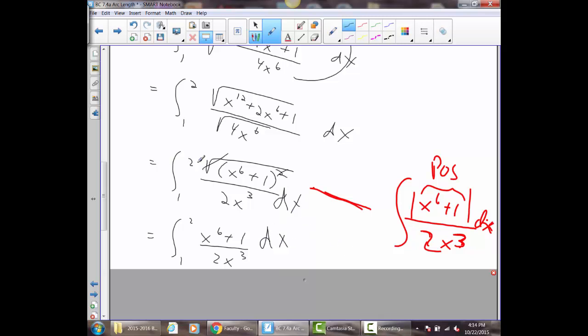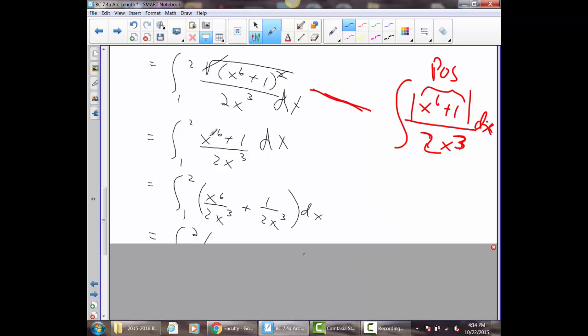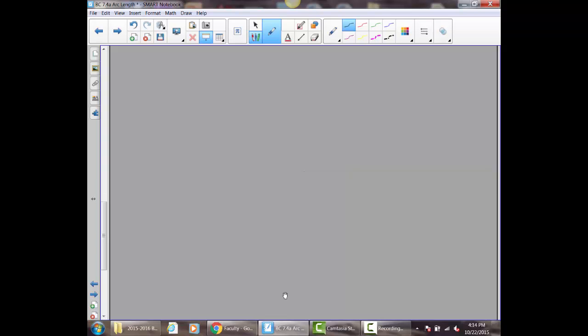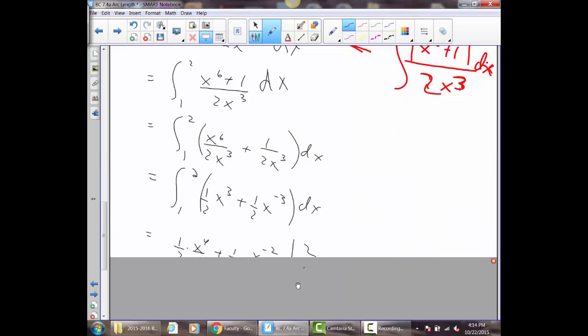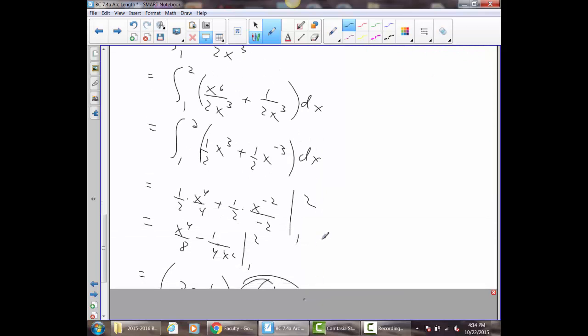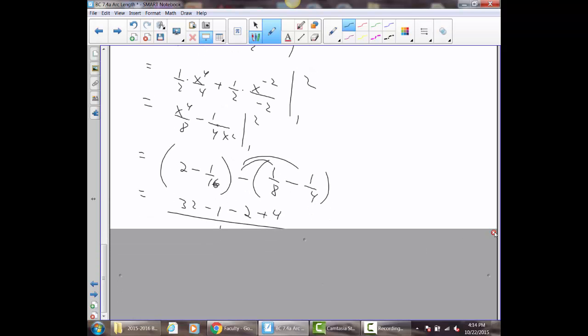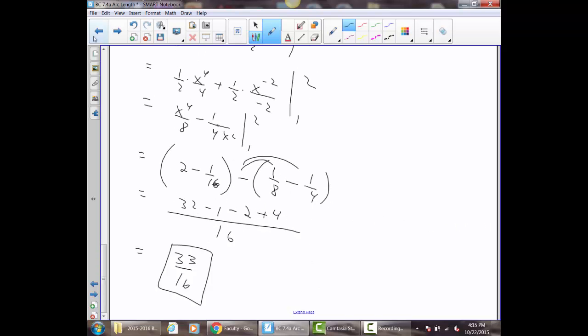Okay, so now I can get rid of the square root of the square, and now I have a polynomial over a monomial. I take each term at the top over the denominator. Whoops. And then I rewrite this as 1/2 x to the negative 3. I'm now ready to integrate. Plug in the 2, plug in the 1, subtract, and it's a whole bunch of fractions and all kinds of stuff. But it will end up being 33 over 16.